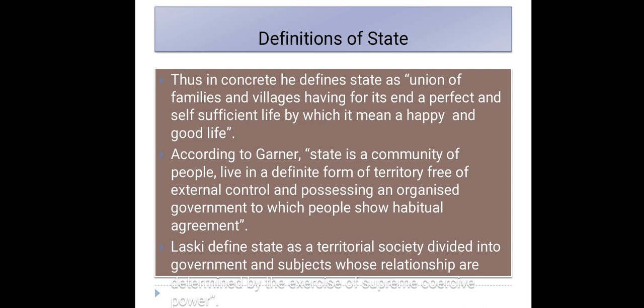According to Garner, the state is a community of people living in a definite territory, free of external control, and possessing an organized government to which people show habitual obedience. Laski defined the state as a territorial society divided into government and subjects whose relationship is determined by the exercise of supreme coercive power. Please understand the term supreme coercive power. Supreme coercive power means the power which the state uses to maintain its authority, for example, the police force, the armed force, the paramilitary force. So you understand this.